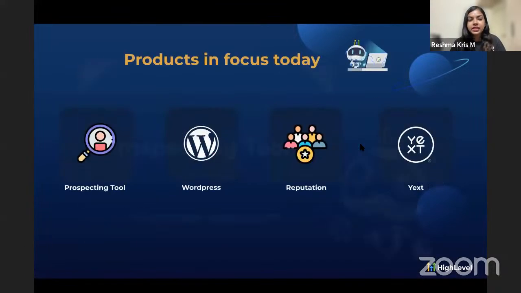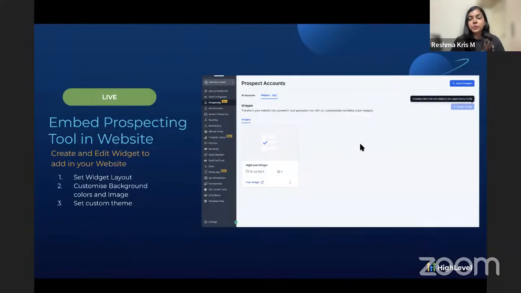of updates which has happened in the prospecting tool. And the first thing is we have the new widget which is added to the prospecting tool. So the idea of this is that inside the prospecting tool, the agencies will be able to search for prospects nearby and generate marketing audit reports for them.